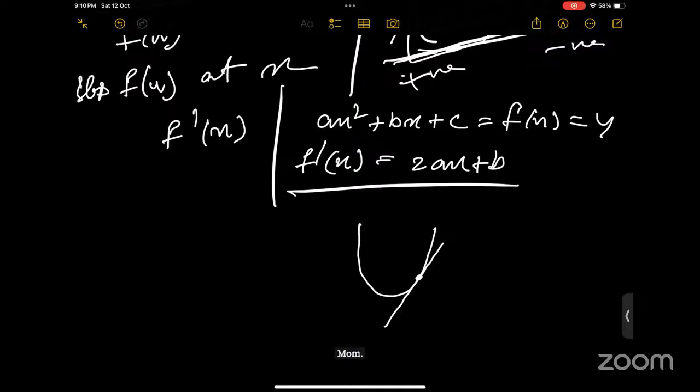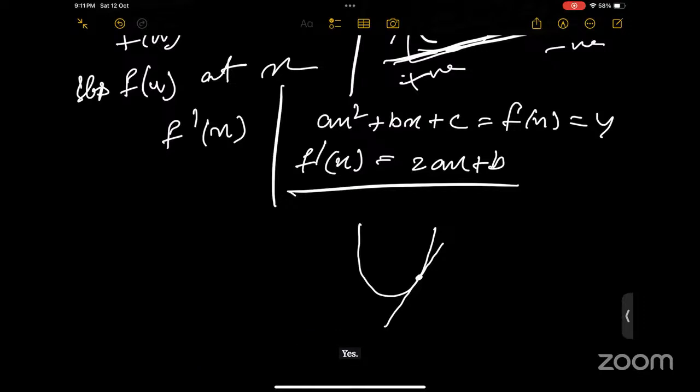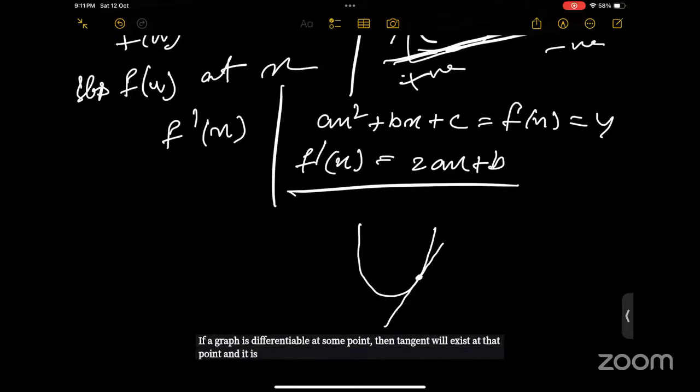And ma'am, how can we find the point where the slope is touching the graph? At any point, the slope is what? If a graph is differentiable at some point, then we can say that the slope or the tangent will exist at that point, right? And vice versa: if a tangent exists at some point, then the graph is differentiable at that point.